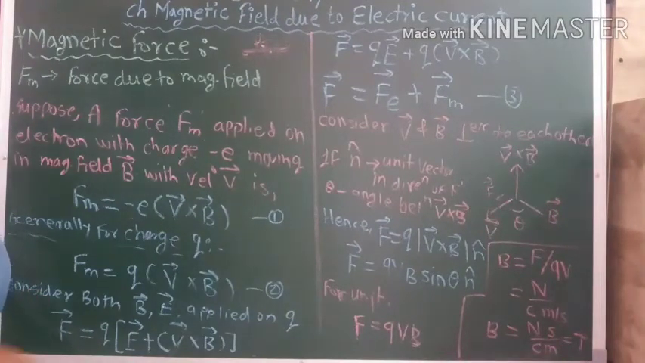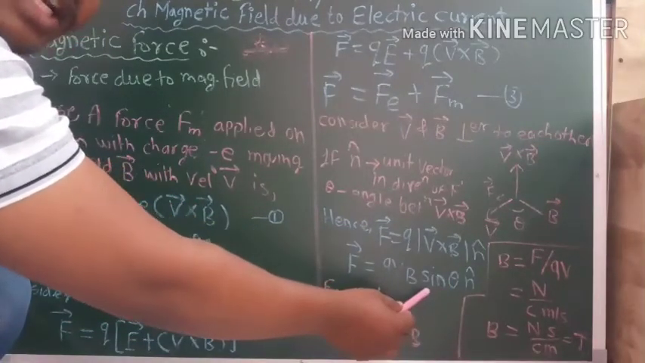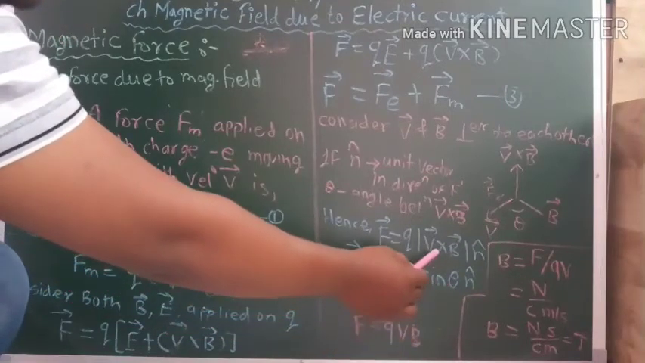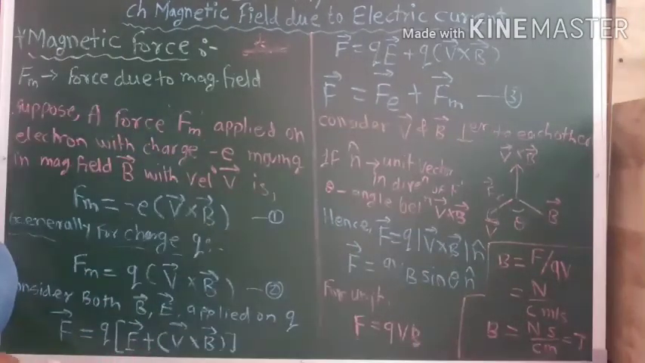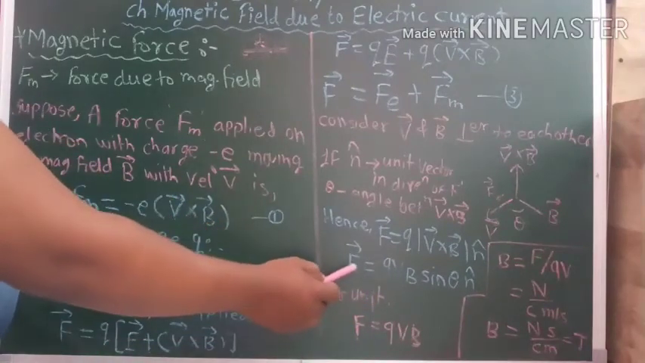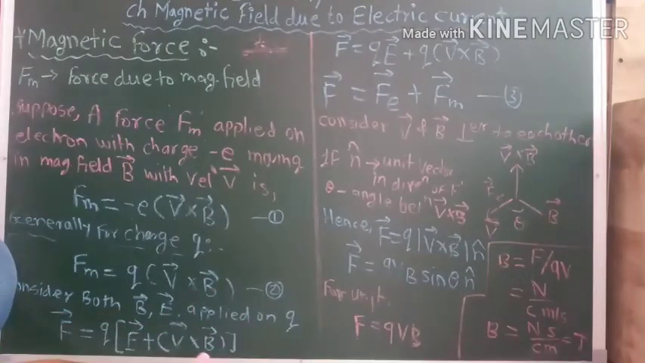The cross product is written in qvB and the cross sign is dropped. Then we write sine theta, the angle between the v and B bar, and n cap is as it is. This is F bar is equal to qvB sine theta into n cap, where theta is the angle between v bar and B bar, and n cap is the unit vector in the direction of force. Then we find out the unit of that force. Therefore, for the unit of that equation, F is F, v, q, vB as it is, sin theta is a trigonometric function, therefore it is neglected.